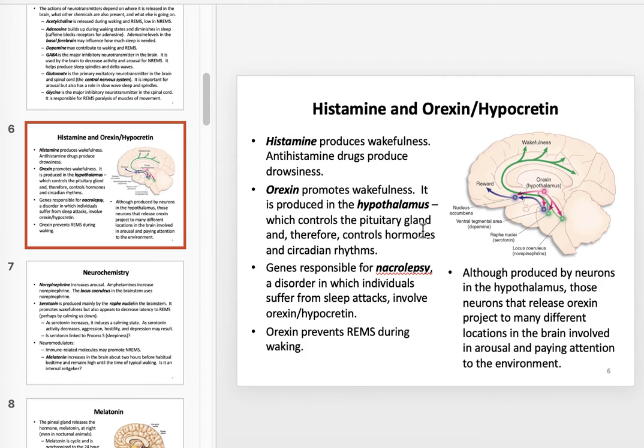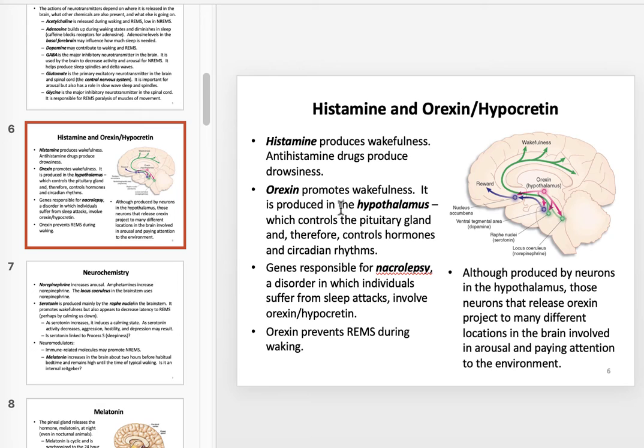There are other chemicals that you may not have heard a lot of when you talk about neuroscience because they're so sleep specific. So histamine produces wakefulness. You may be familiar with taking antihistamine drugs, and those actually produce drowsiness. So that's when you want to probably prevent an allergic reaction, you might get sleepy with antihistamine drugs.